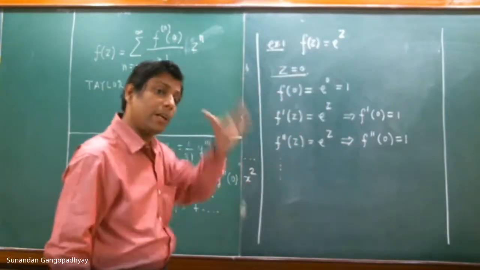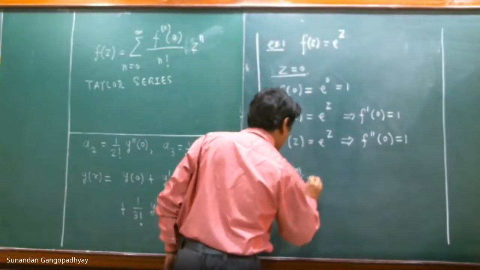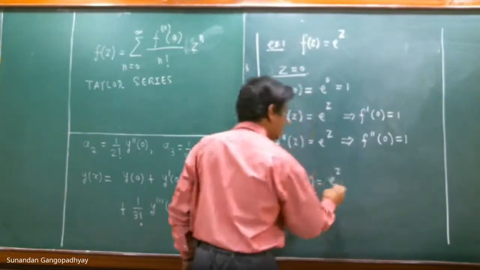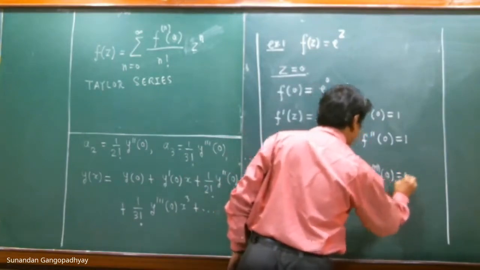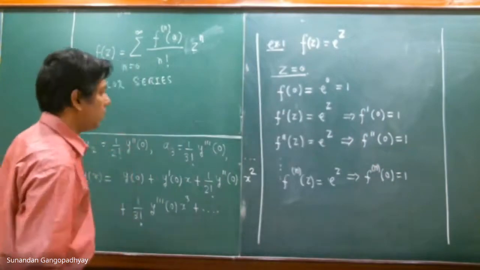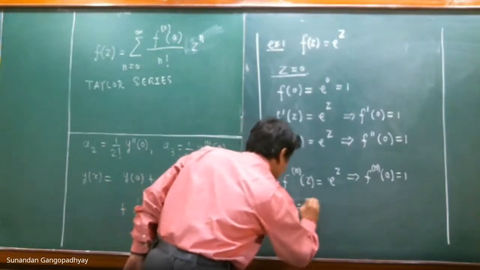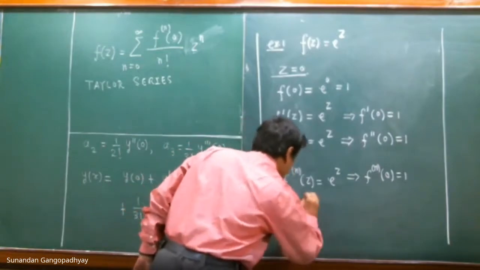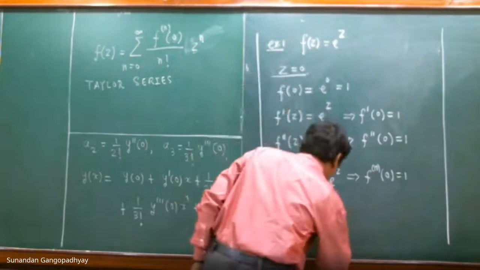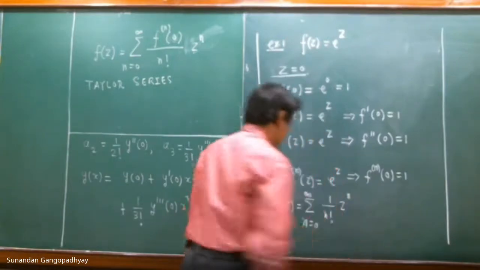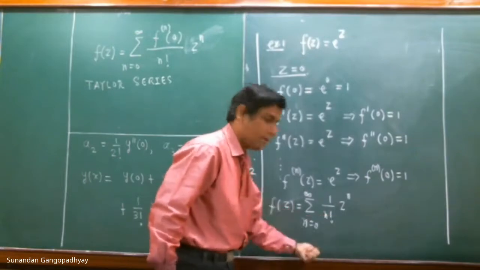Each time you differentiate, you will get back e to the power of z. So ultimately, f^(n)(z) will once again be e to the power of z, and when you evaluate this at 0, it will be 1. So what is the Taylor series expansion of e to the power of z? f of z is the summation from n is equal to 0 to infinity, f^(n)(0) is 1, so 1 by n factorial z to the power of n. This is the familiar expansion of an exponential function, right?